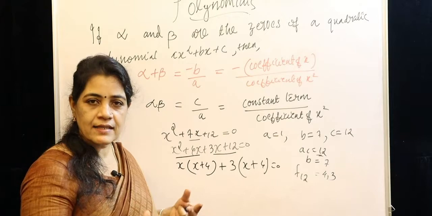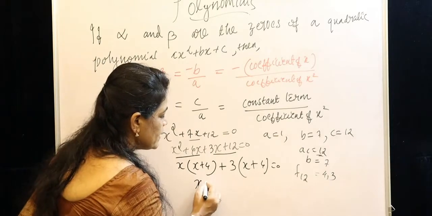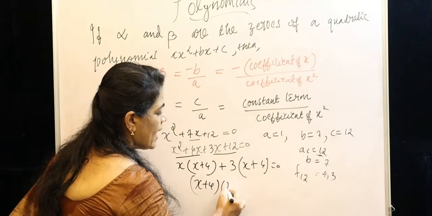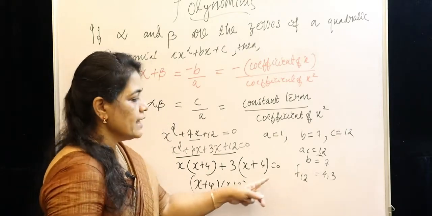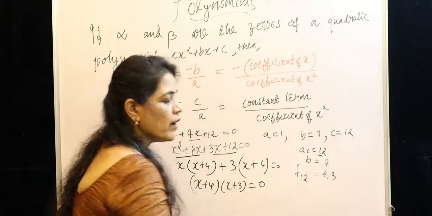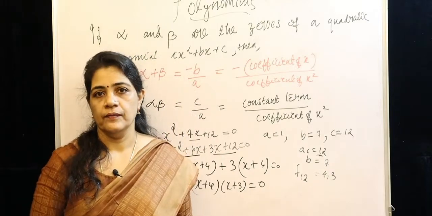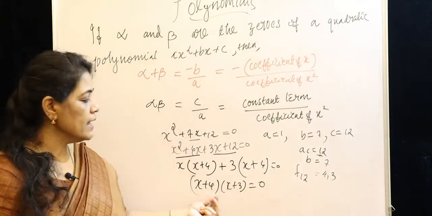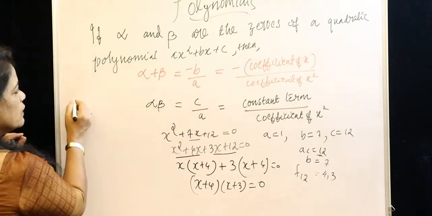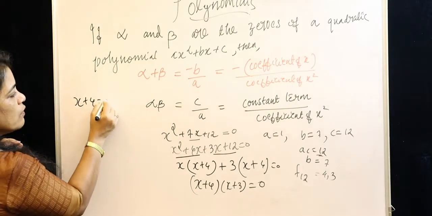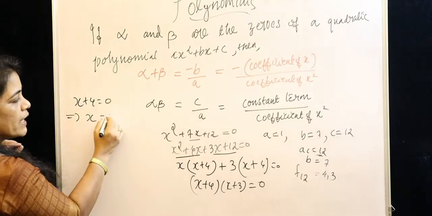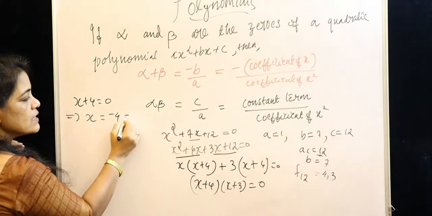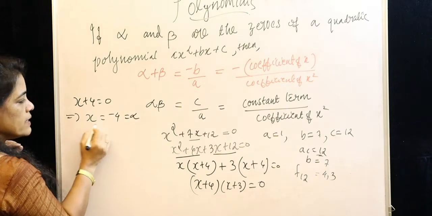And in the next step, you can take x plus 4 as common and x plus 3 as common. And that can be equated to 0 because we are going to find the zeros of the polynomial. In the next step, each factor can be equated to 0, that is x plus 4 equal to 0, which implies x is equal to minus 4, since the plus 4 comes to the RHS. This is alpha.